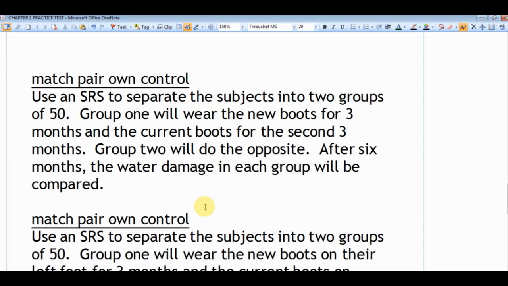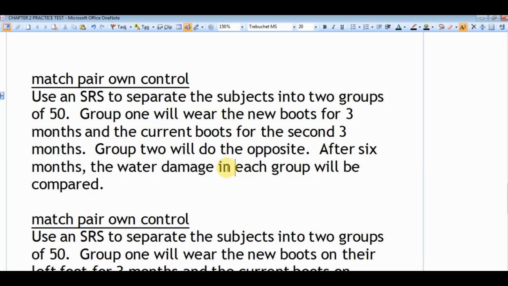Group 2 is going to do the opposite, where they wear the current treatment for the first 3 months and then the new treatment for the second 3 months. After 6 months, the water damage in each group will be compared. Maybe it's just the water damage for each boot.